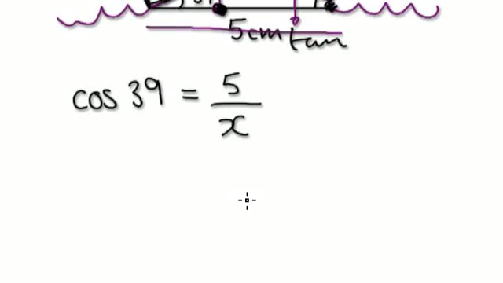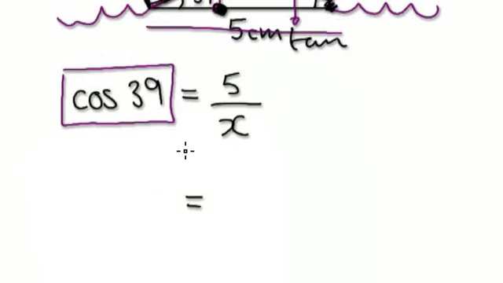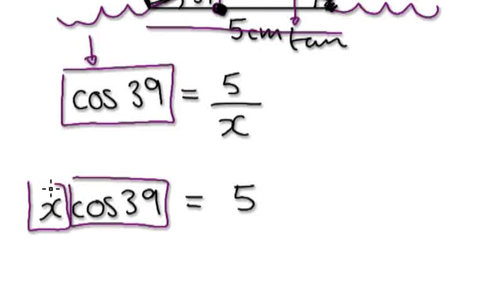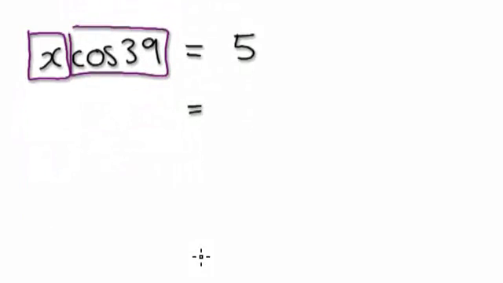So now you want to work out what x is. Remember, this is just a number. It's just a number that you punch into your calculator and it will give you a number. So here, times both sides by x. You're trying to work out x, so times both sides by x. So it would be x cos 39 equals 5. Remember, this is just a number multiplying with x. Now to get x on its own, divide both sides by cos 39.